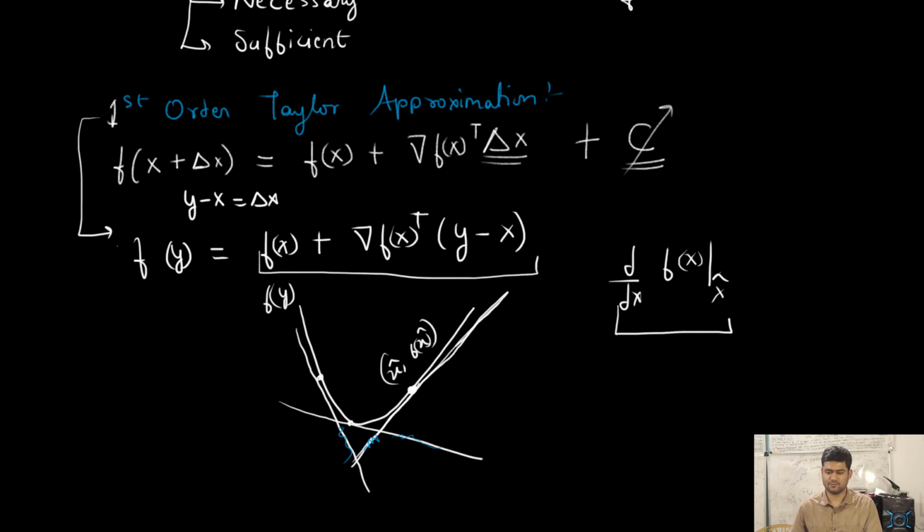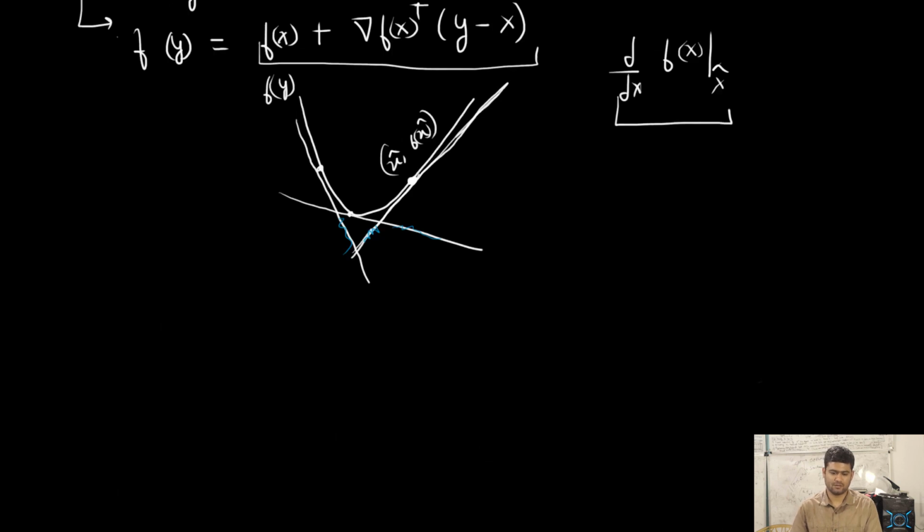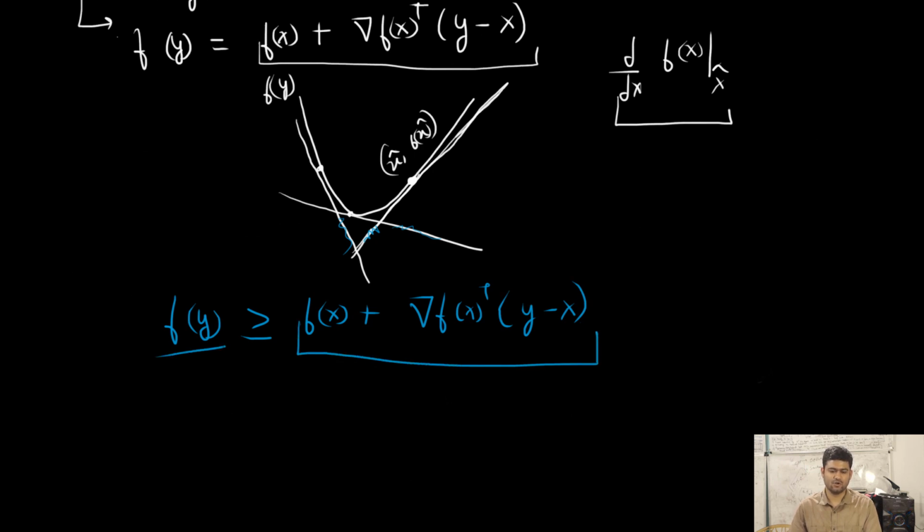That is, the first order Taylor approximation: f of y is greater than or equal to f of x plus the gradient of function f at point x transpose times y minus x. So the first order Taylor approximation of the function f is a global underestimator of the function f. If f satisfies this property for all y in its domain, at every point x in its domain, then the function f is convex. And this is a necessary and sufficient condition for a function f to be convex.